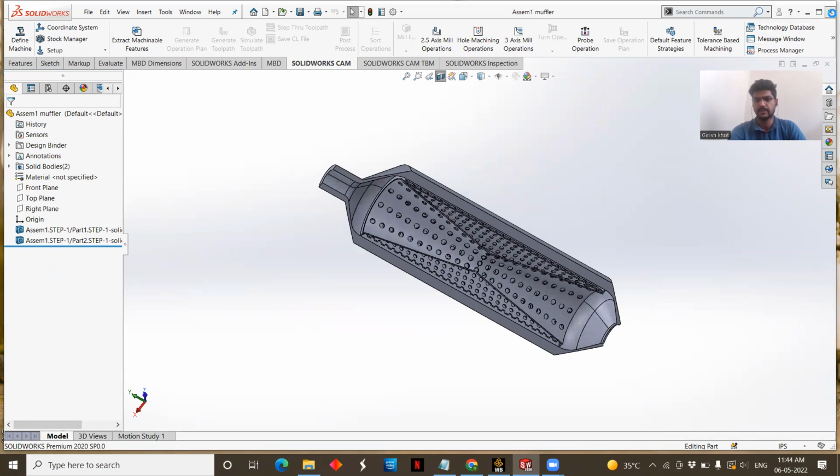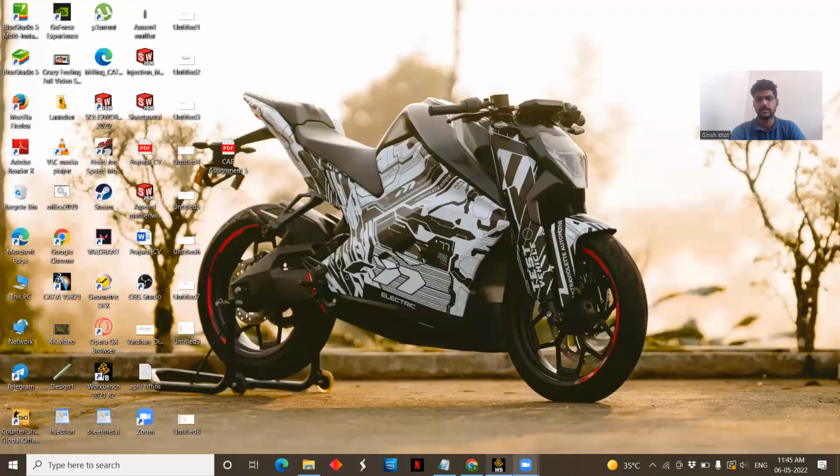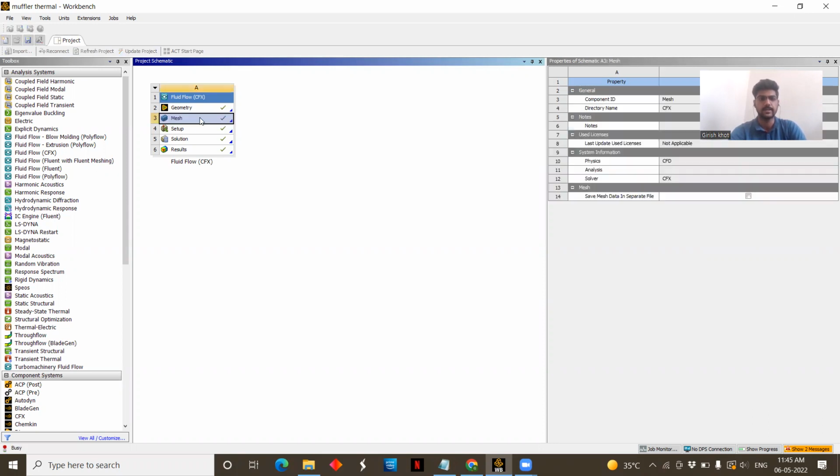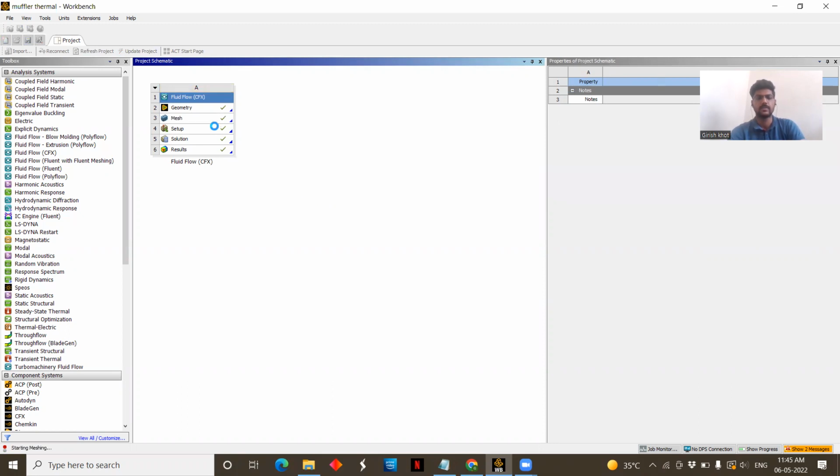After the CAD we will move to the simulation part. I did the simulation in ANSYS Workbench, and I imported the geometry by creating the STEP file. After creating the STEP file, we will move towards the meshing of the geometry.